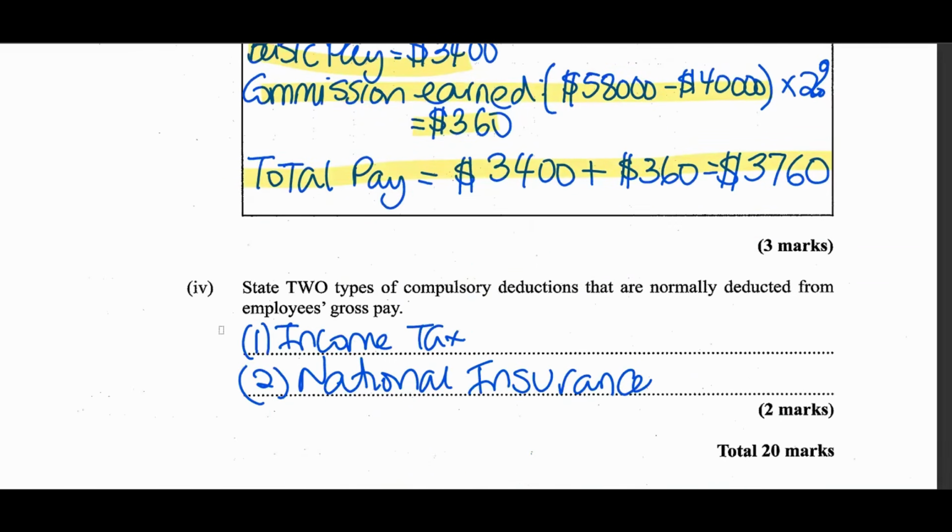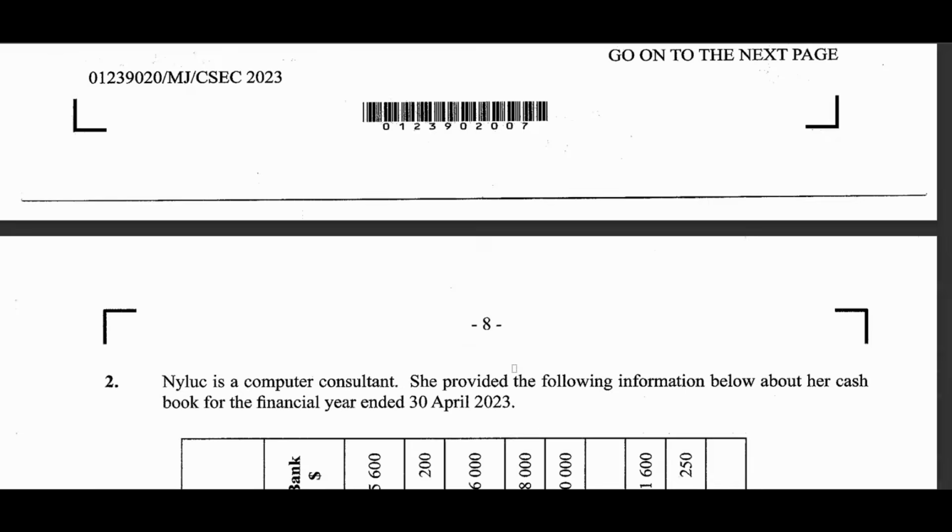Now finally, to close up this question: state two types of compulsory deductions normally deducted from employees' gross pay. And we all know compulsory deductions include income tax and national insurance. There we go, guys. All right, that brings us to the end of question 1. Time for us to move on to question 2.